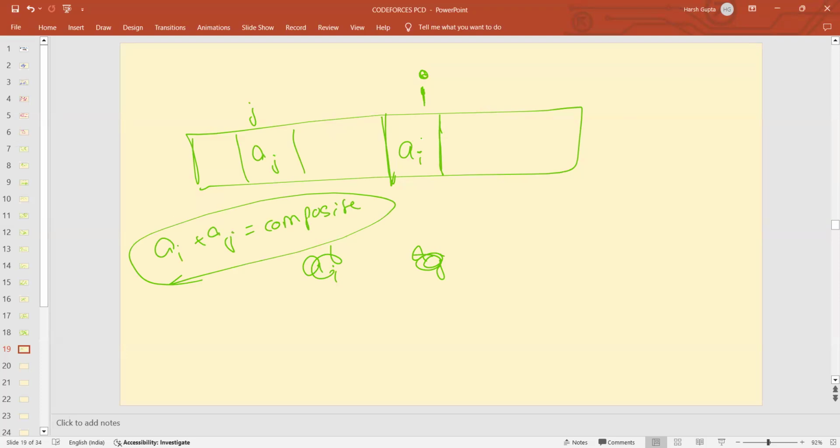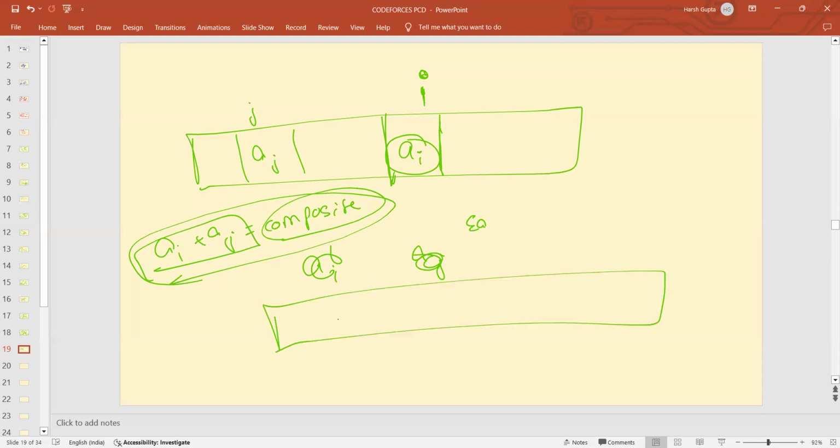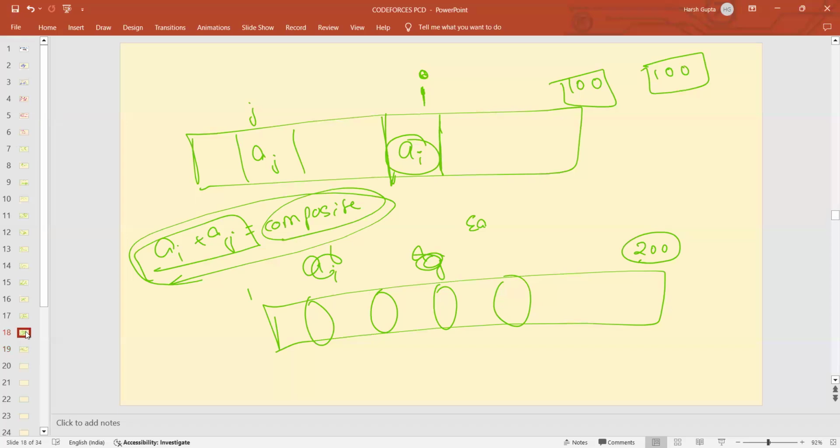So how can I do this? I have this value AI, so I will go to each possible composite number, because when AI plus AJ are added, they will produce some composite number. I already have this vector where I have stored all the possible composite numbers, since I know that the values AI and AJ can be at max 100. So the maximum composite number they can produce on addition is 200. So I have already stored all the composite numbers up to 200. Now I will go to each possible composite number and check whether it can be produced or not.